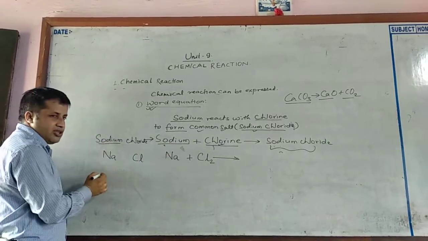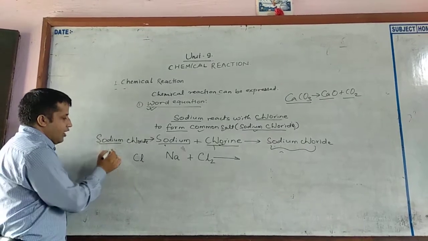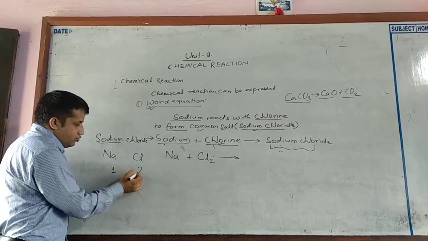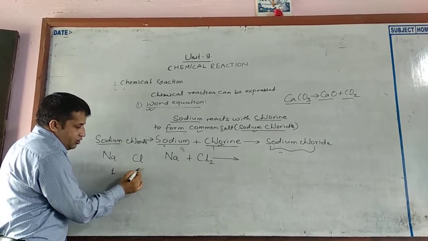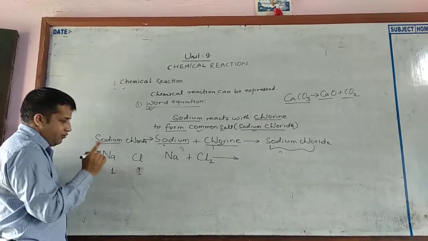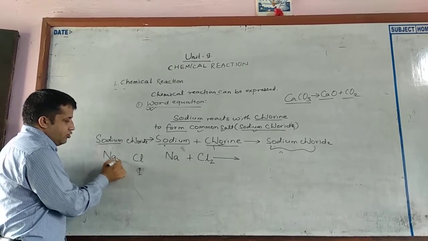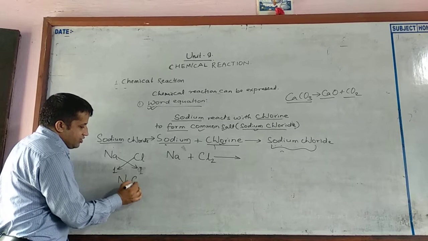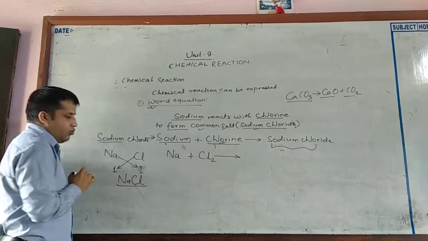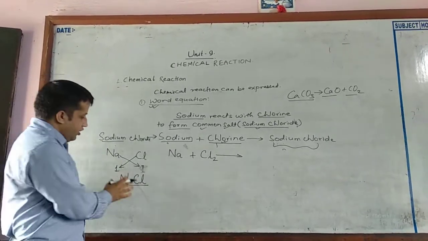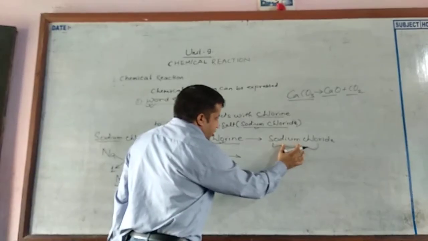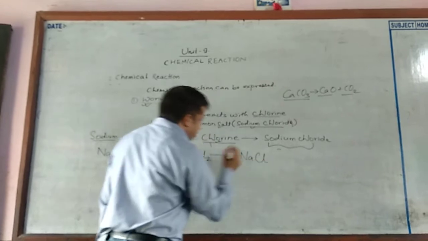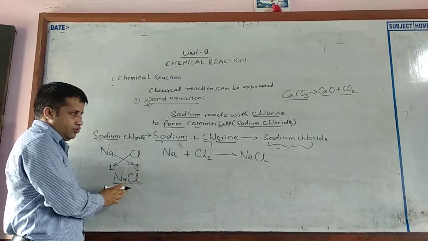Now what is the valency of sodium? It is 1. Chlorine also, its valency is 1. If we cross it, what do we get? We get NaCl, sodium chloride. So what is the formula of sodium chloride? NaCl. So I have told you how to get the molecular formula too.